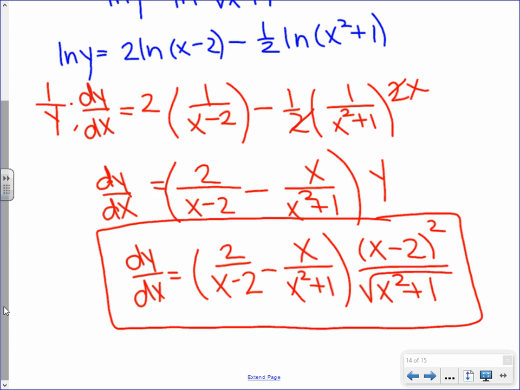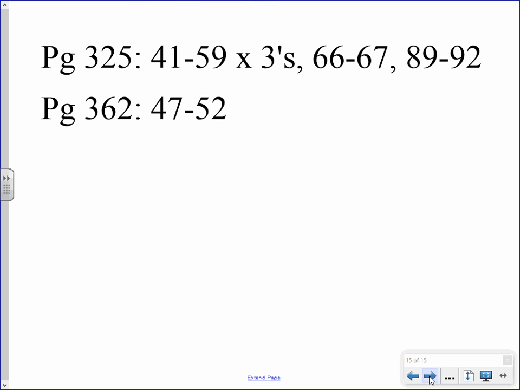So your homework tonight, which is on your gold sheet, is going to come from 2 different pages. On page 325, that's where you're going to practice the natural log derivatives. Page 362, those are logs of other bases. Okay? Make sure you practice both, otherwise you're not going to remember them.